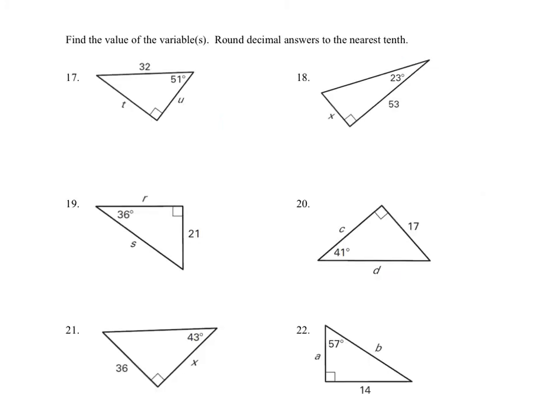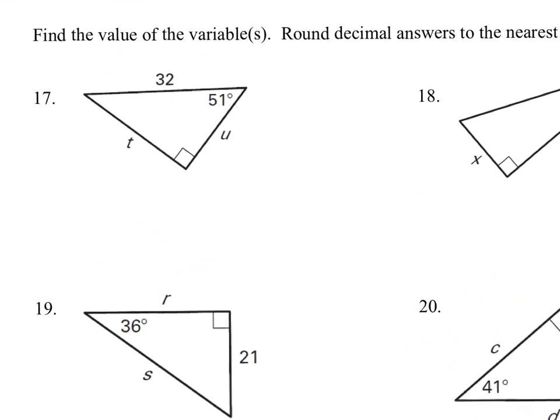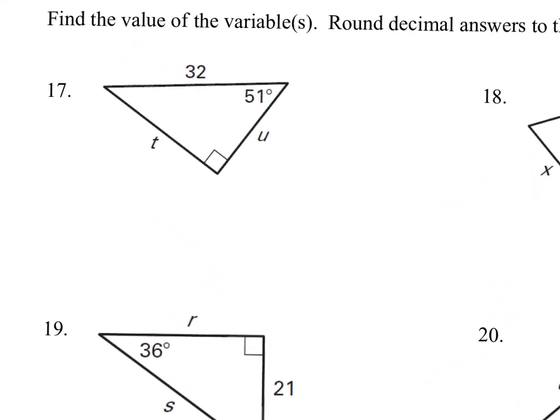Okay, we are doing the same thing that we were doing before on the first page. The only difference here is that there might be more than one variable. It says find the value of the variables. So like in number 17, I have to find t and u. And just a note, there are many, many different ways that you could come up with these answers. The ways that I'm showing you are just one way. So feel free to use these ways.